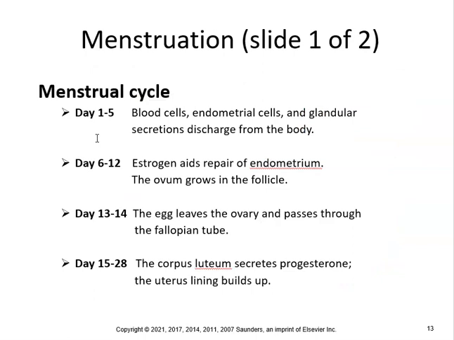Now your menstrual cycle is divided into 28 days. The first day, day 1 through day 5, blood cells, endometrial cells, and glandular secretions discharge from the body. So menses usually last about 4 to 5 days.